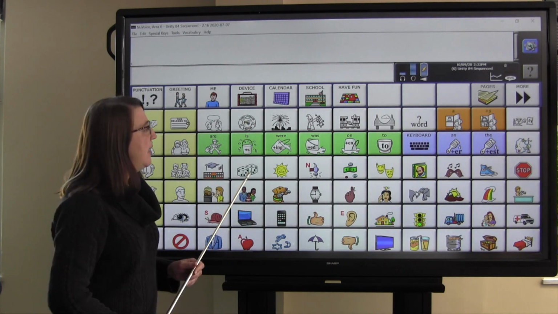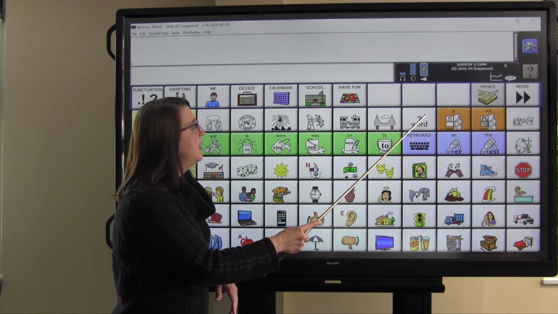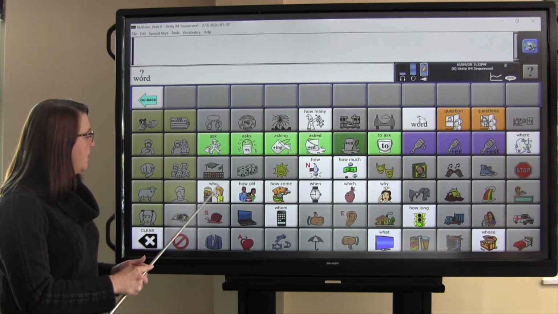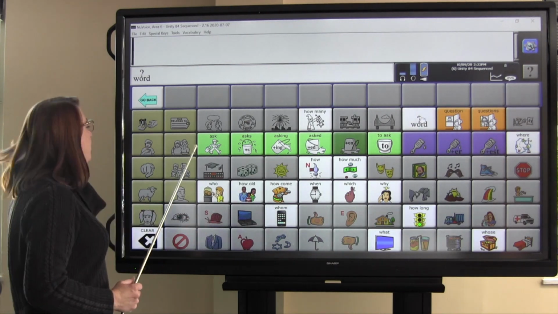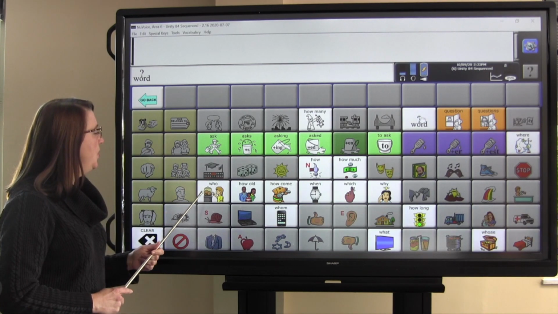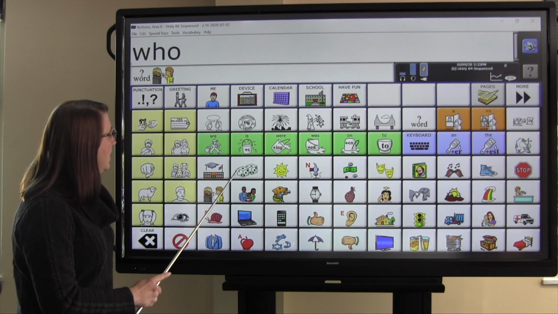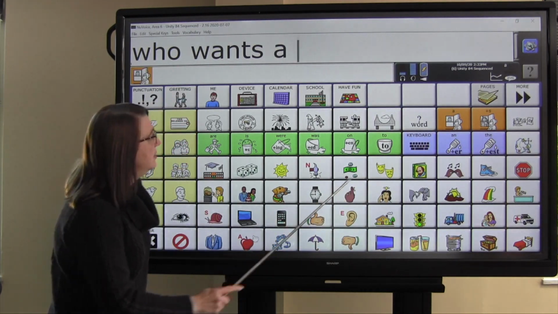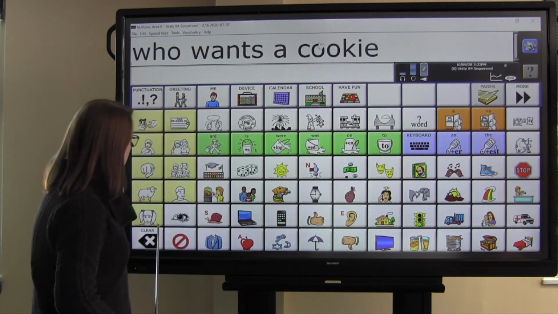Next, let's take a look at the question words. The question word key has a question mark on it. When I select that, I see the different question words that I could ask. This boy over here wants a cookie. We could say, who wants a cookie? Or you might remember that Barney song, Who Took the Cookies from the Cookie Jar? So let's say, who wants a cookie? Who? The want icon wants a cookie. Who wants a cookie?